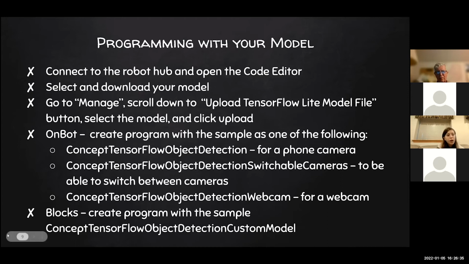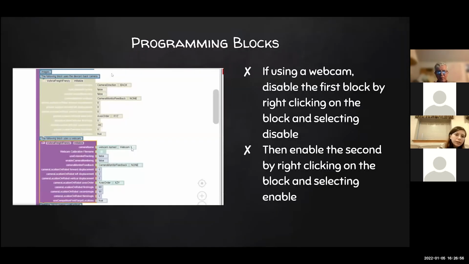And then if you're using OnBot Java, you'll create a program with one of these samples, depending on which camera you're planning on using. And if you're using blocks programming, there is only one sample that is used with a custom model, and this is the name. Right. So next, I'll walk you through setting up these programs, first in blocks and then in OnBot. Unfortunately, I do not have knowledge of Android Studio, so you'll have to rely on the user manual or other videos for that.